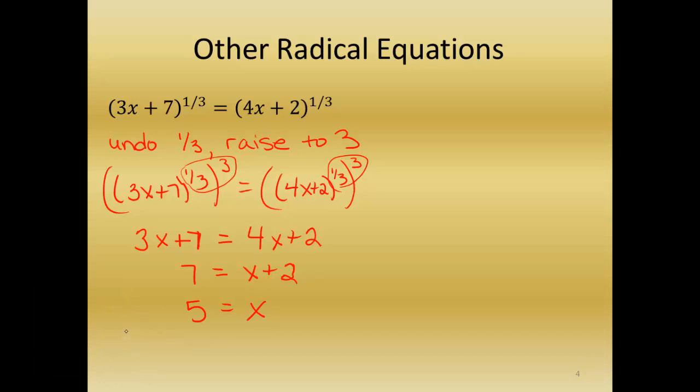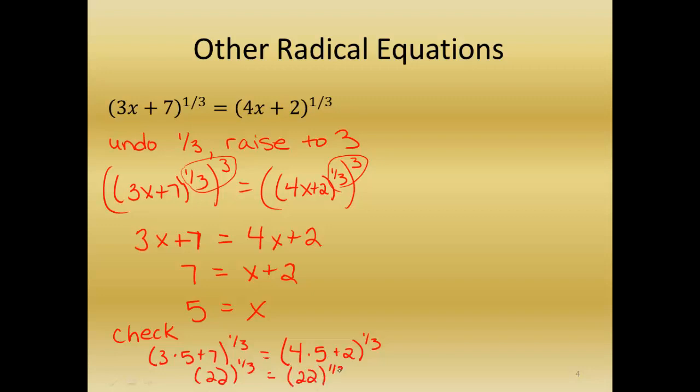I should go back and check this solution also. I have (3 times 5 plus 7) to the 1/3. Is that the same as (4 times 5 plus 2) to the 1/3? 3 times 5 is 15, plus 7 is 22 to the 1/3, which is some nasty decimal. 4 times 5 is 20, plus 2 is 22 to the 1/3, and everything's all good. So we have one solution, 5.